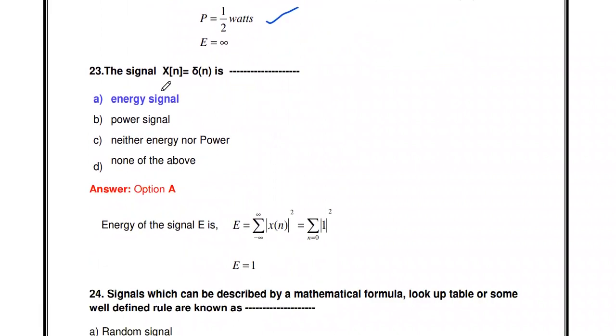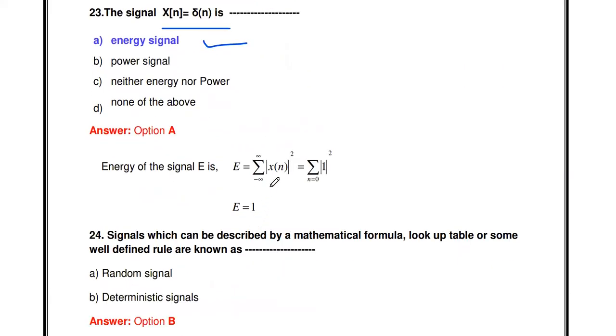Then the next one, the signal x of n equal to del of n is energy, power, or neither, or none of the above. Del of n is an impulse signal. Impulse signal is an energy signal. In the energy formula, summation n equal to minus infinity to infinity, x of n the whole square, here x of n is nothing but del of n. Del of n has the value 1 only at the time n equal to 0. So in this summation, only at n equal to 0 does x of n have the value 1, so the answer is 1. So energy is finite, and the impulse signal is an energy signal.